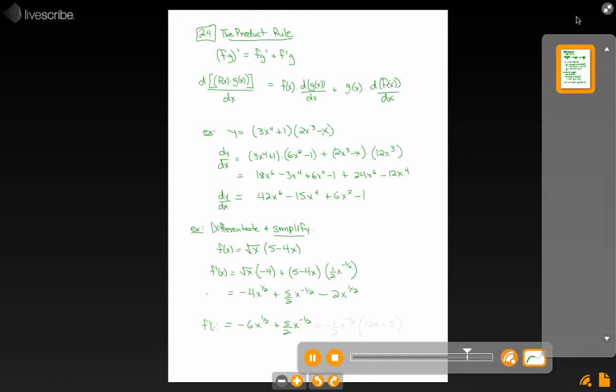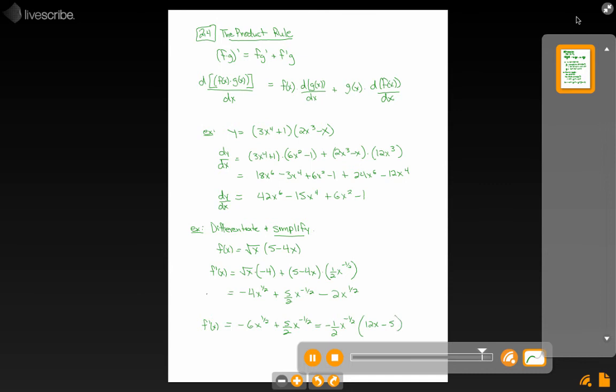Realistically, coming later on, it's going to be very, very important that we can factor this and make this look a little bit neater and tidier so we can find some more answers from it. So I would probably suggest taking out a negative 1/2 x^(-1/2), because then let's take a look at what I have left. Well, I'm going to have 12x and then minus 5 in my brackets.